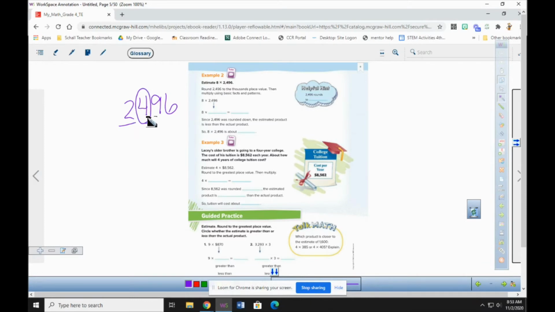So we'll look at the hundreds. The hundreds place has a 4. If we remember our rules for rounding, 4 means that I round down. When I round down, my number stays the same. It does not go lower than the number that's already there. Then everything else becomes a 0. So now I've got 2,000.